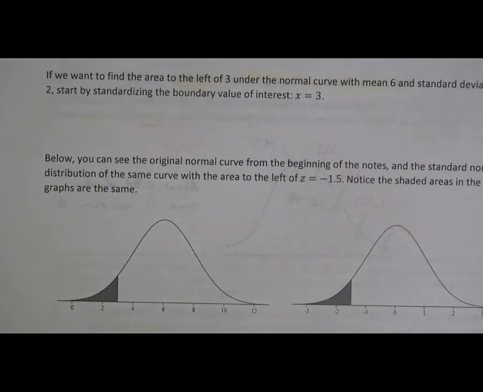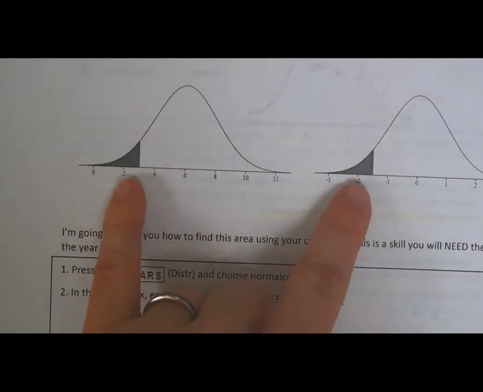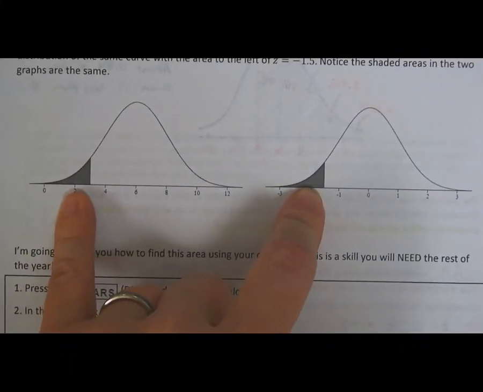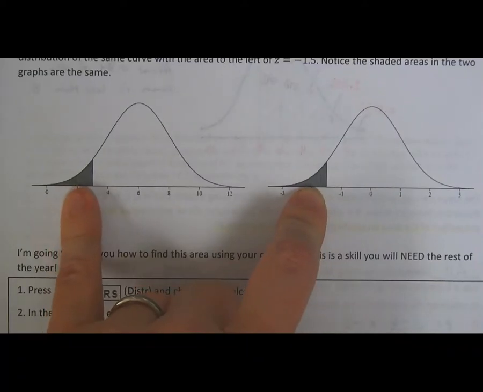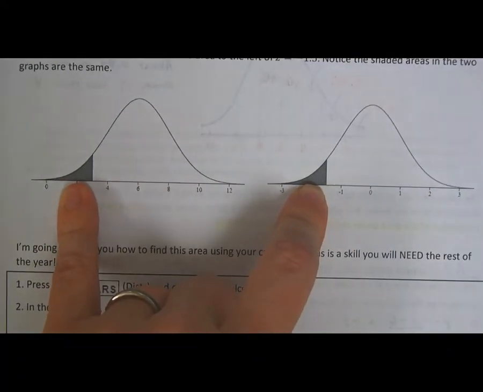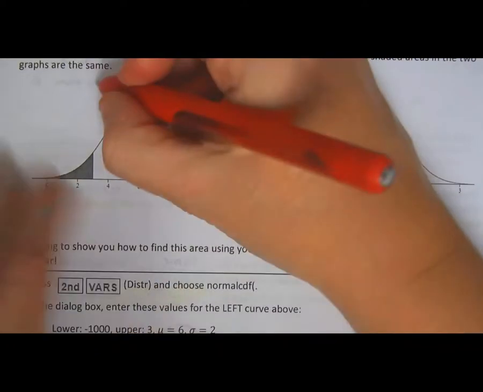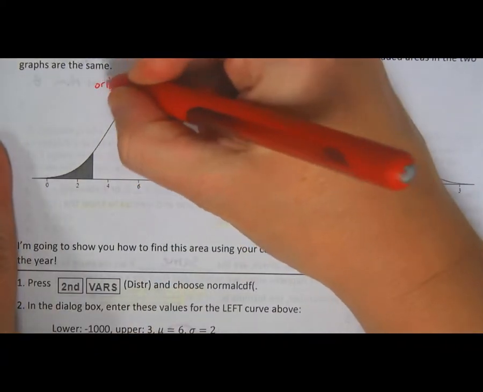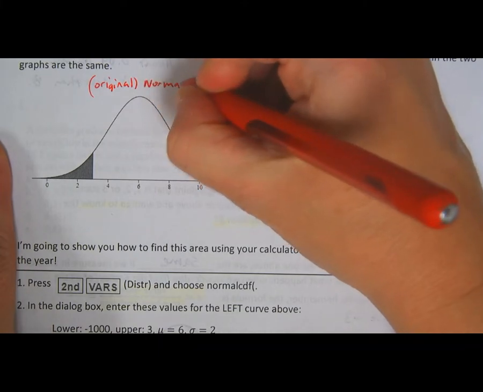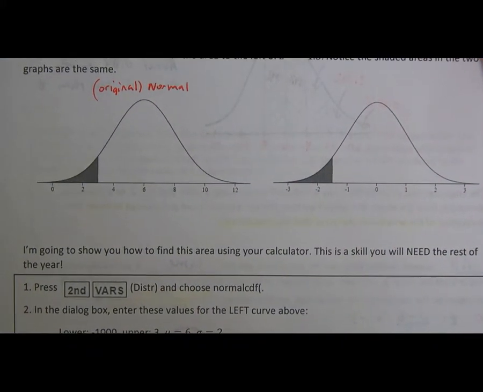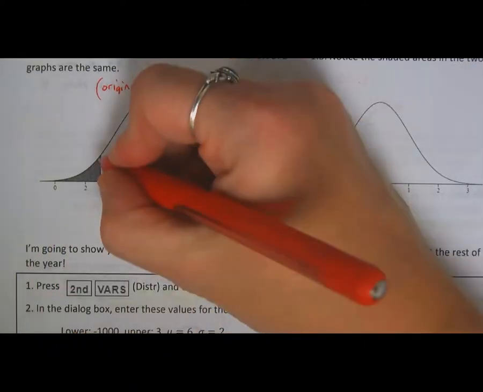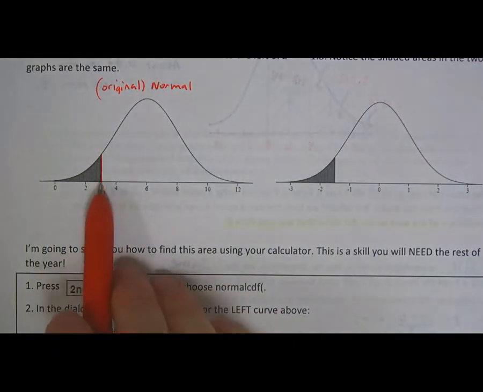It says, remember that original question, if we wanted to find the area to the left of 3 with a mean of 6 and standard deviation of 2, we could standardize the boundary value of interest. So I want you to look at these two pictures. What do you notice about the shaded areas in these two pictures? Are they different or the same? They're the same. So what we have here is our original normal curve. That's the one you drew at the top of your notes on page 1. You drew this out, and I'm interested in finding the percentage or the proportion to the left of 3.